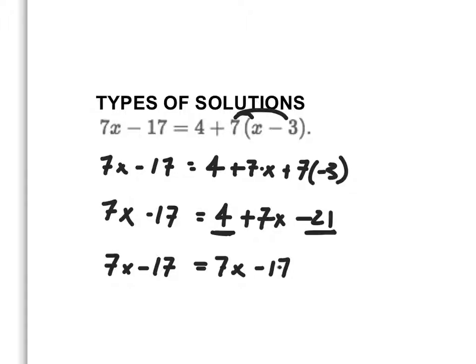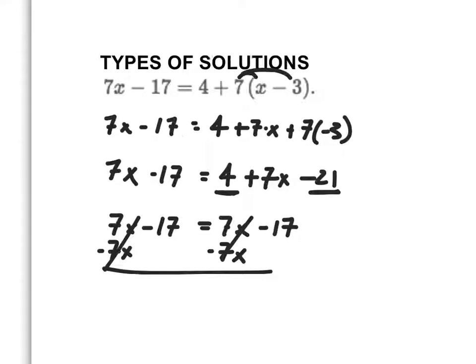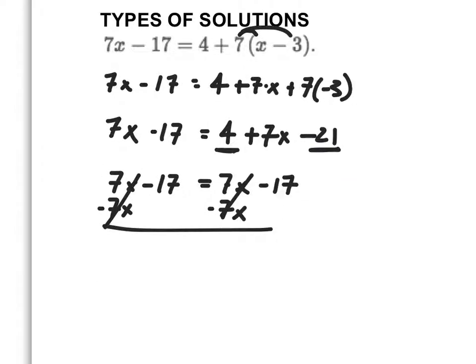I want you to notice something. Notice how the left side is the same as the right side. So if I got all my x's on one side, if I subtract 7x from my right side over to my left, this is going to add to 0, and this is going to add to 0. Wait a second. All of a sudden, my x's are gone. And what I'm left with is negative 17 is equal to negative 17. These numbers are the same. This is a true statement.